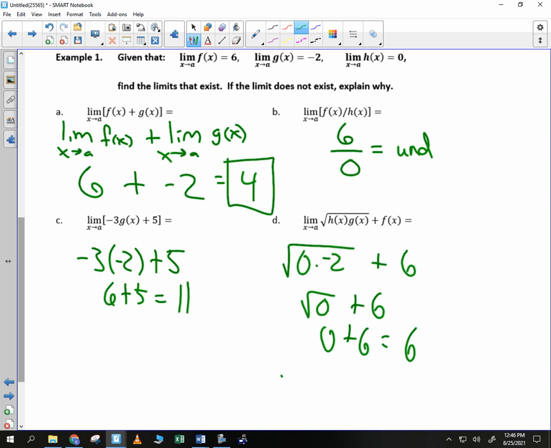Should get 6. We all good? Can we get an A on that part of the test? Excellent. Flip it over.